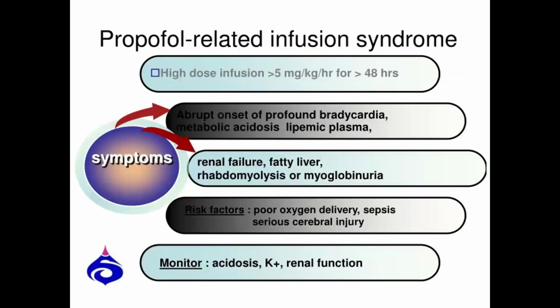So it's different. One of the syndromes I just wanted to raise your attention to is called propofol-related infusion syndrome. And this happens when you're giving propofol in high dose, more than 5 mg per kilo per hour for more than 48 hours. And this can result in abrupt onset of profound bradycardia, metabolic acidosis, renal failure. So risk factors are poor oxygen delivery and sepsis.